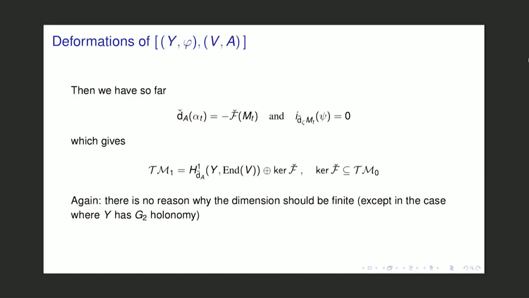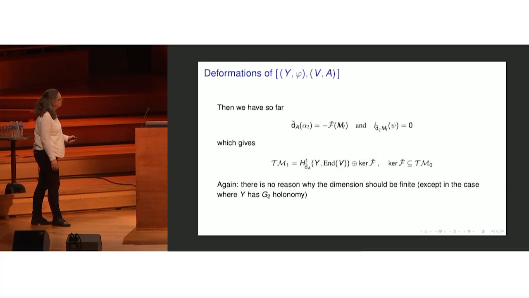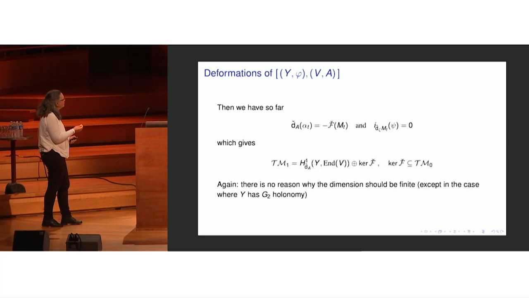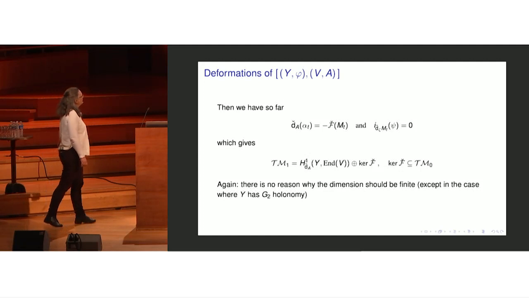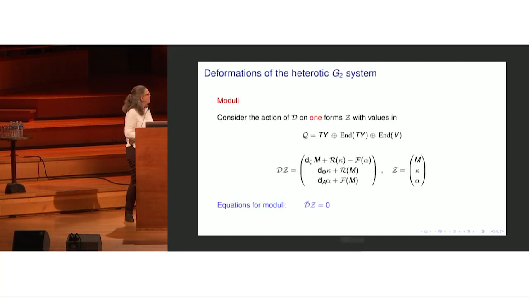So far we have two equations, for the deformations of the space and deformations of the bundle, which gives a moduli space of this form. So these are the deformations of the bundle, keeping the manifold fixed. And this is a set contained in the moduli space that we discussed before that preserve the Instanton condition, by this equation here. And again, there is no reason why this should be finite, except in the case in which Y has G2 holonomy.